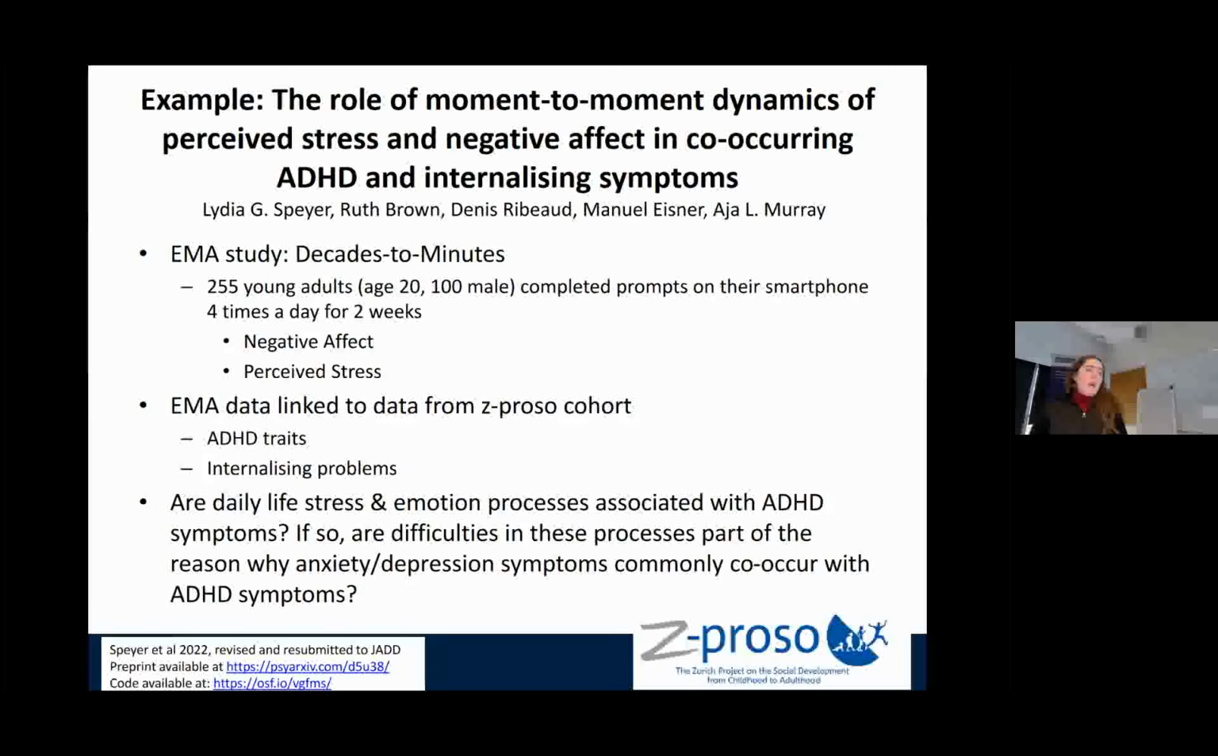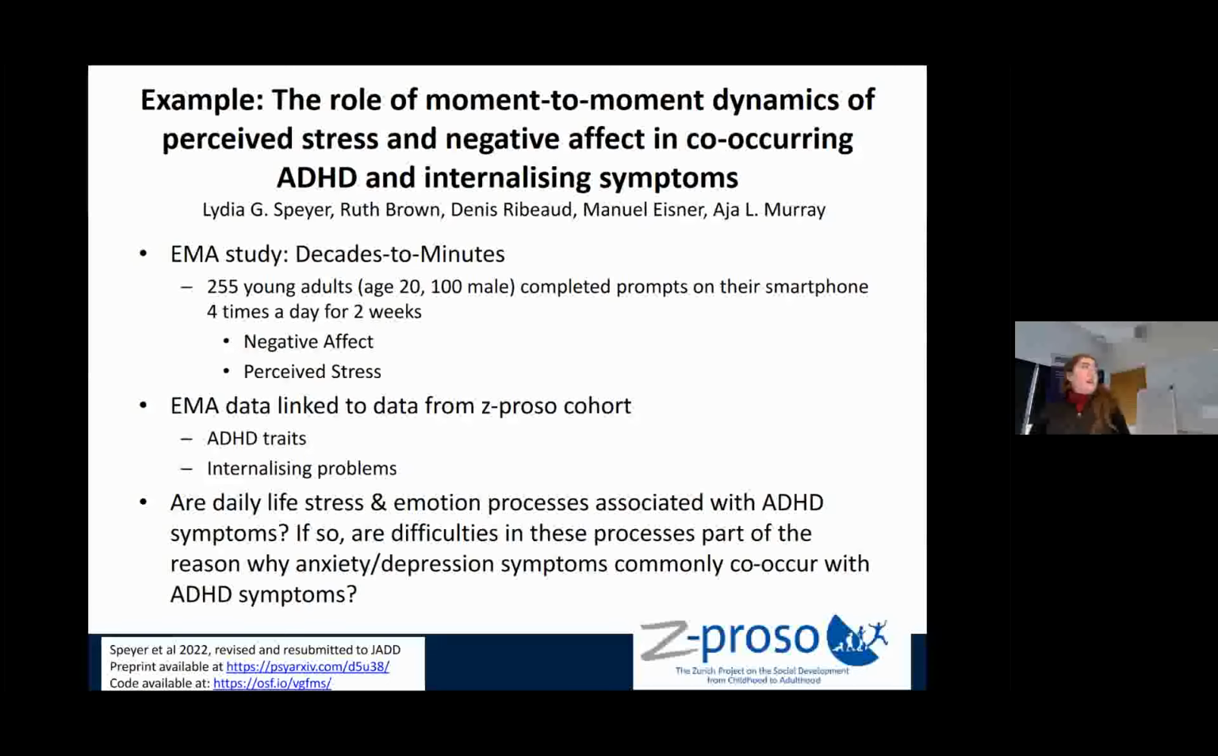Again, those moment-to-moment dynamics are at the within-person level, whereas ADHD traits refer to between-person differences. So we're comparing people high in ADHD traits to people low in ADHD traits, on a continuous scale though.